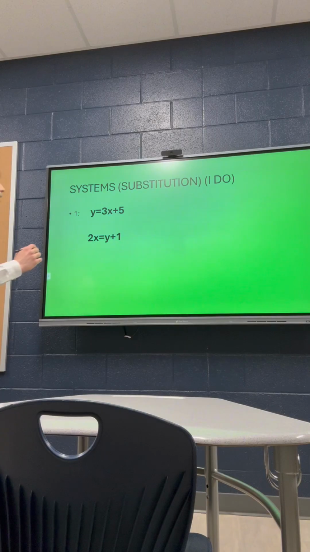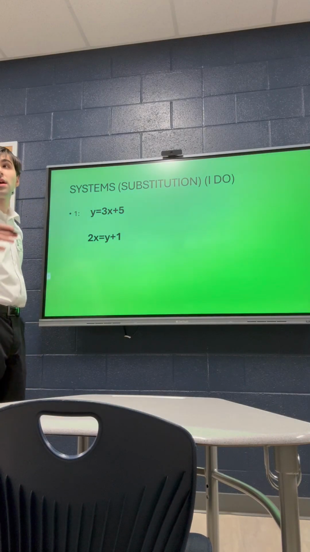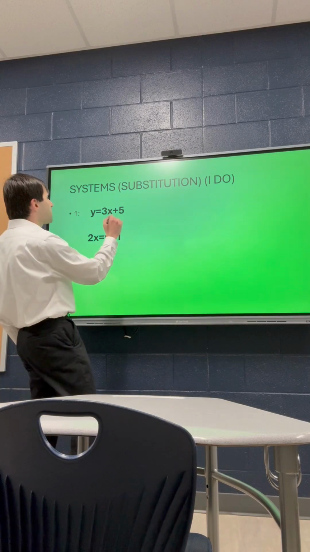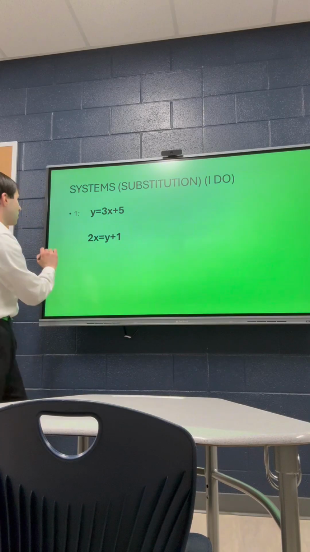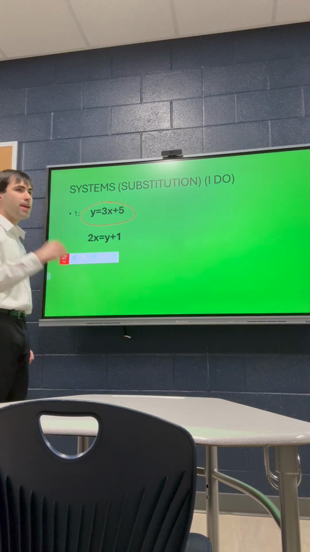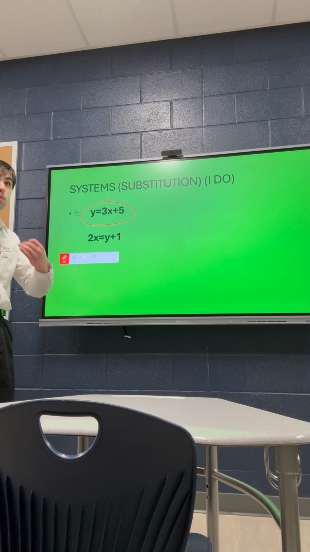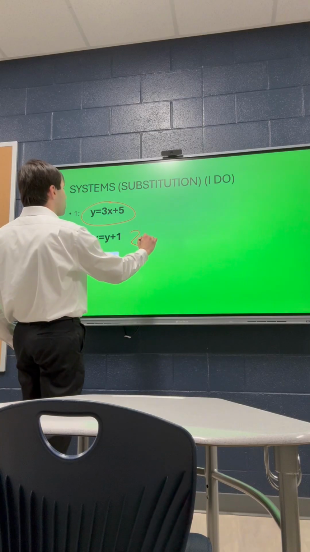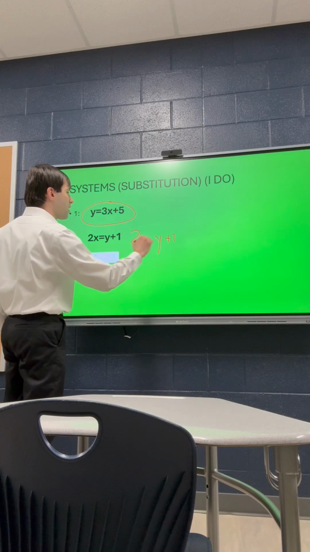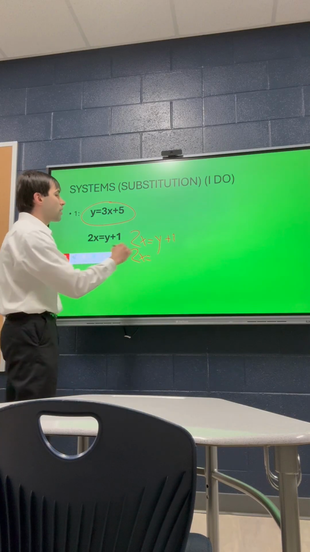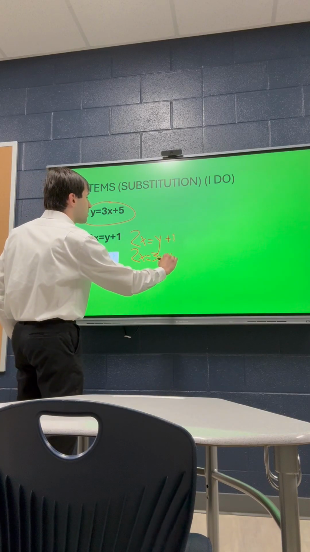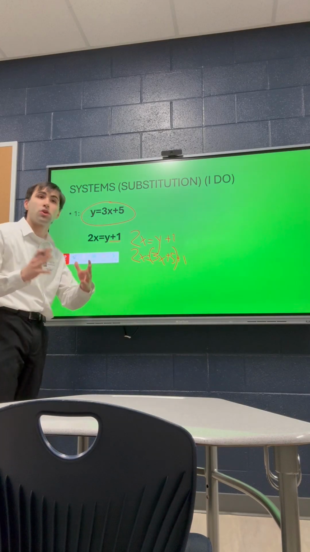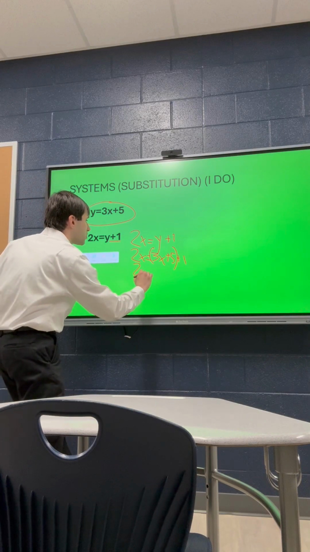Okay, so now we're going to get into systems. Systems are just two or more equations, and substitutions. So I see y equals 3x plus 5. It's telling you that y is 3x plus 5. Nothing to solve here. So we just rewrite this problem: 2x equals, what is y? Y is 3x plus 5. And then we just include the plus 1, or if you want it in parentheses to show the difference, that's it.